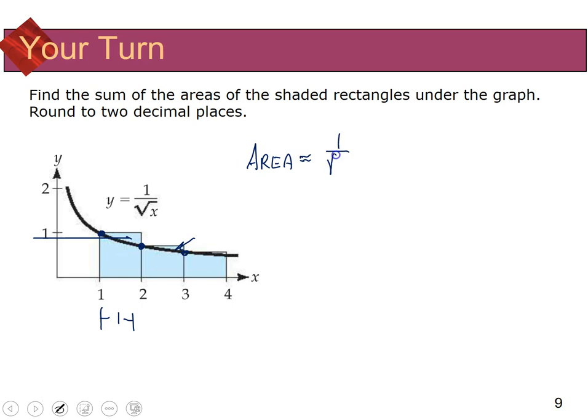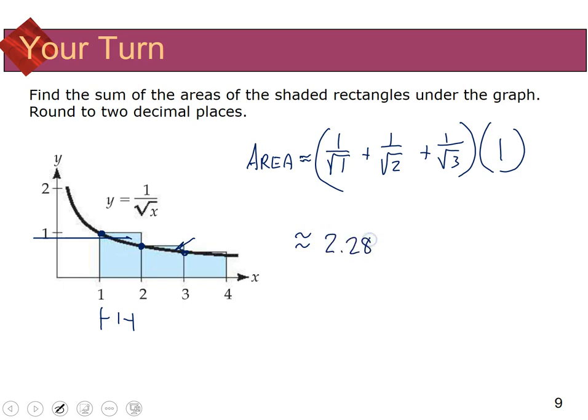So those heights are going to be 1 over the square root of 1, because this is where the x value is for that y value, plus 1 over the square root of 2, plus 1 over the square root of 3. Technically I'm going to take each of those heights and multiply it by 1 because that's what the base is, but I really didn't have to write that because multiplying by 1 doesn't do anything. So the final answer for this is about 2.28.